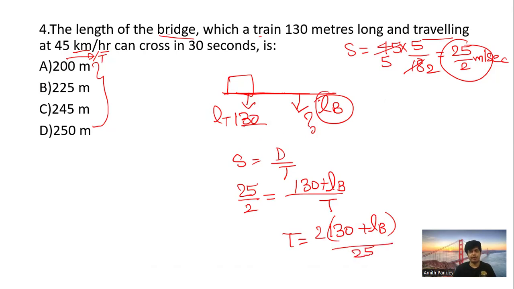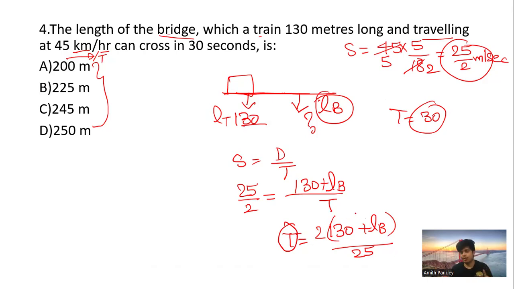Hope everything is going fine. Oh, sorry. Yeah, that's how the mistake happened. Even time is also given, 30 seconds. See, one more thing about the mistake that happened. Always do remember only one entity will be missing. The mistake I made here was T and LB, two entities you can't find. So yeah, that's how the mistake happened.